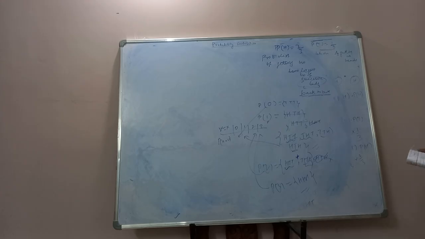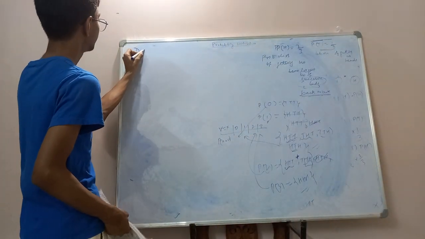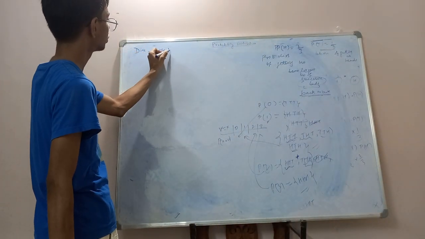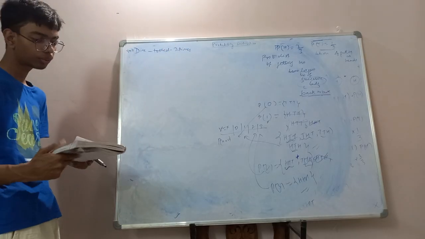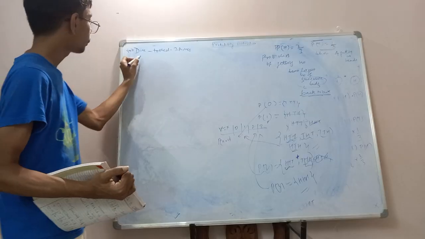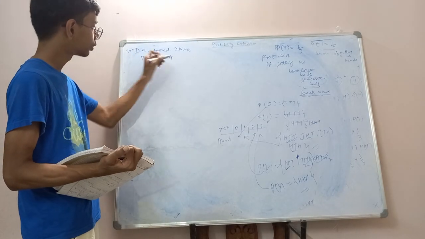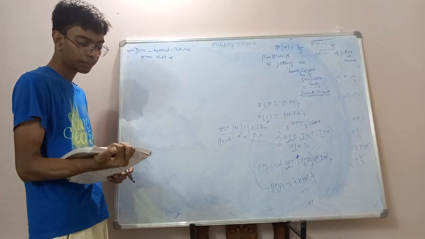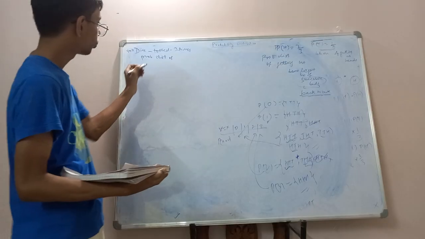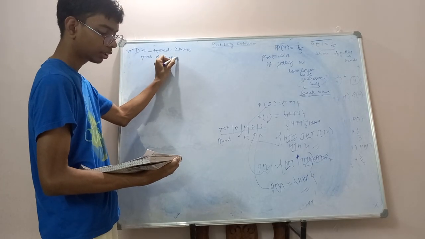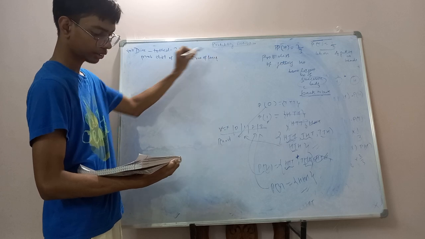Now next question is, a fair dice is tossed 2 times. I have a dice which is tossed for 2 times. Now find the probability distribution of getting the largest number of faces.